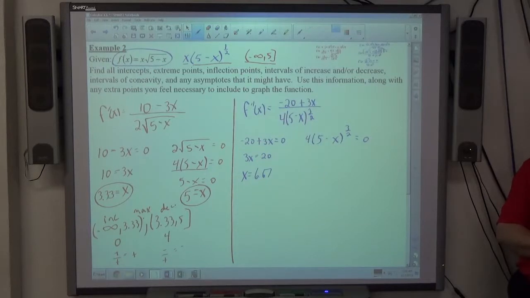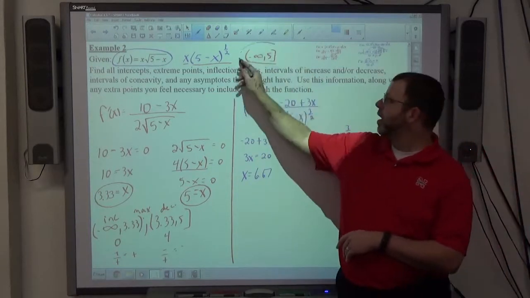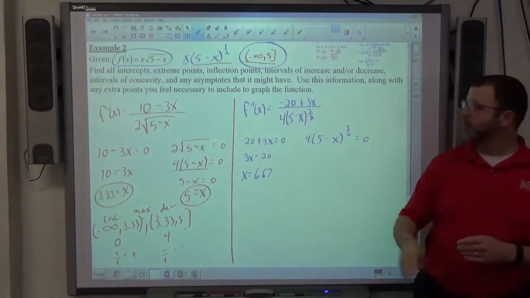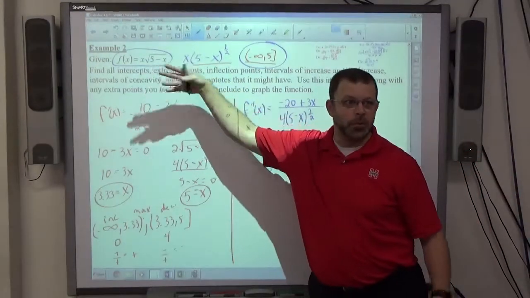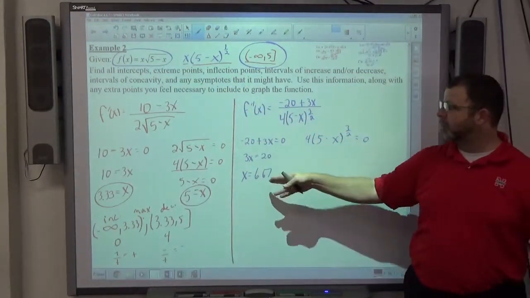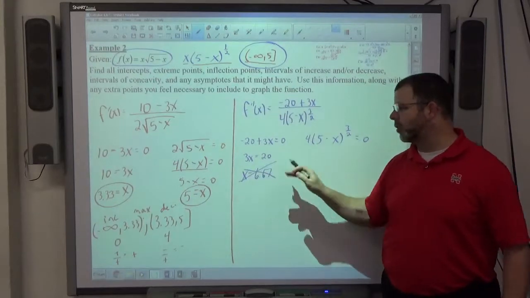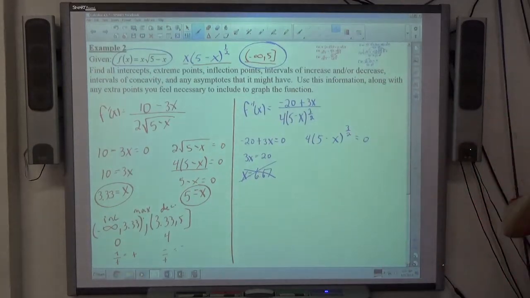I can't because it's bigger than 5. Oh, yeah. Remember, we have a specified interval here because, based on the rules of square roots, we can't have the square root of a negative number. 6.67 creates a negative number, so even though it's a critical number, it doesn't work because it's outside the interval that we're going to be dealing with.